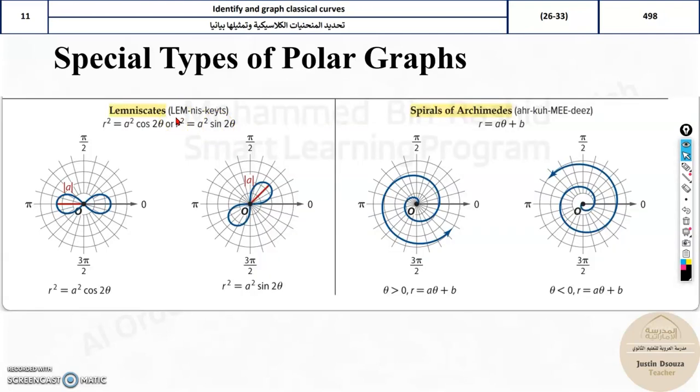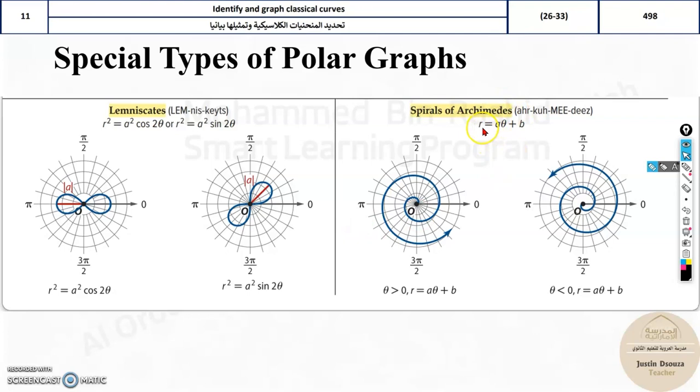Now back over here, lemniscate. Lemniscates are very unique and easy to recognize. Why? Because look at the standard form. It is r squared equals a squared cos 2 theta. If they give you a problem with r squared, you know it's a lemniscate. Just that if it is cos theta, it will be along the x-axis. Sin theta will be along the y-axis. And then we have the spiral of Archimedes, one of the most beautiful spirals.